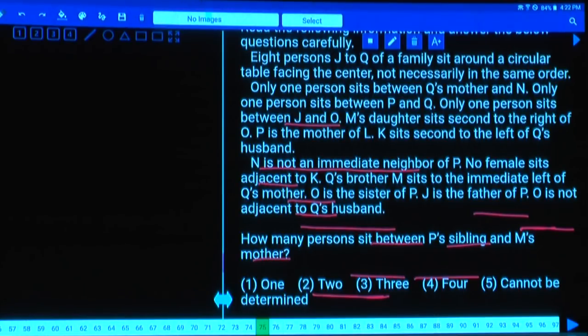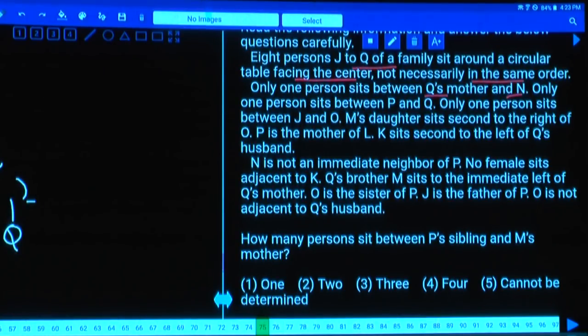Because here it is talking about two different persons. Who are those two different persons? Q's mother is one and N is the other. Hence these two are different. Only one person sits between P and Q. One person sits between J and O.